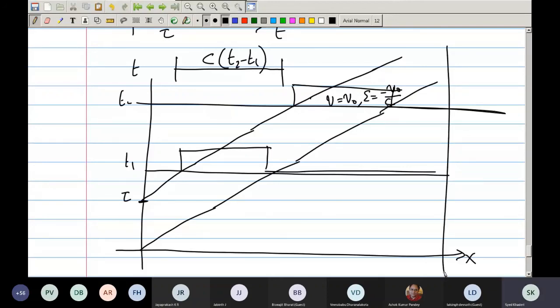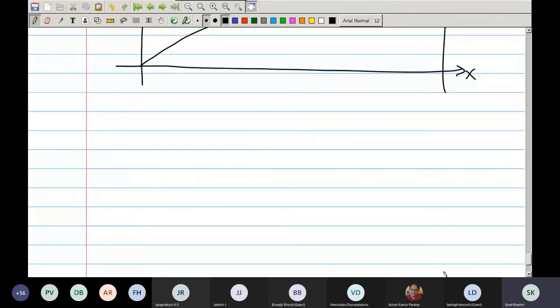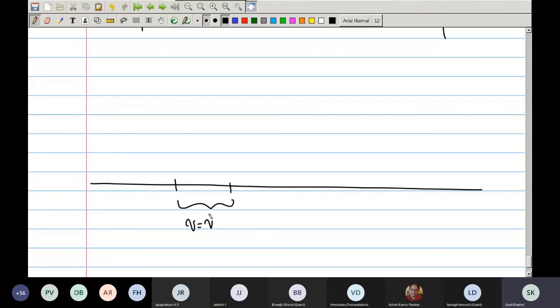Okay, that is what we are going to see now. So let us see what happens now. So let's say I have a rod, and this is the short region, for which my velocity is v0 and my strain is minus v0 by c.